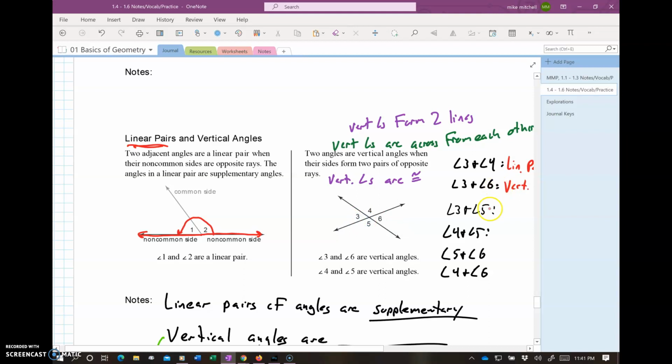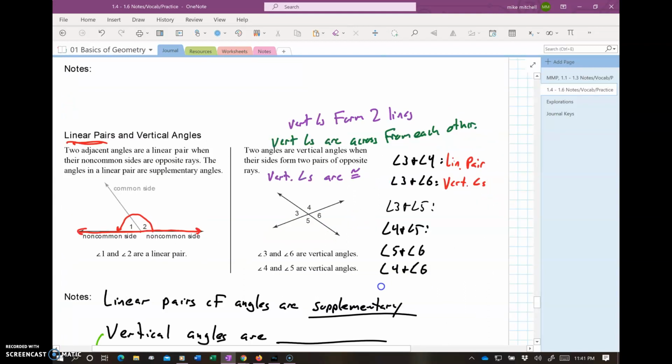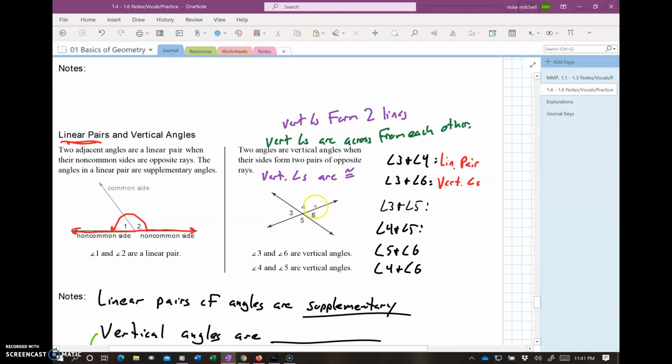So again, angles 3 and 5 in this diagram, 3 and 4. The tough part about this diagram is you have vertical angles and linear pairs in it. 3 and 4, those are adjacent, common endpoint, common side. It's a linear pair. 3 and 6 are vertical angles. Try to get these other ones. Pause this. See if you can get them without my help.